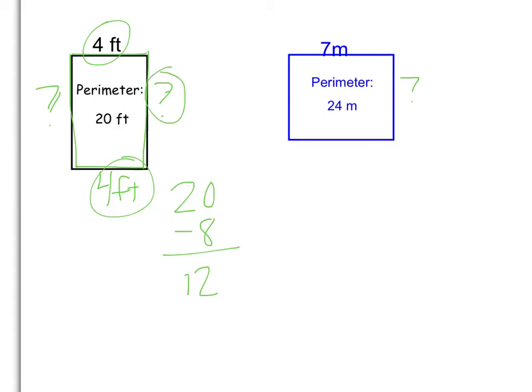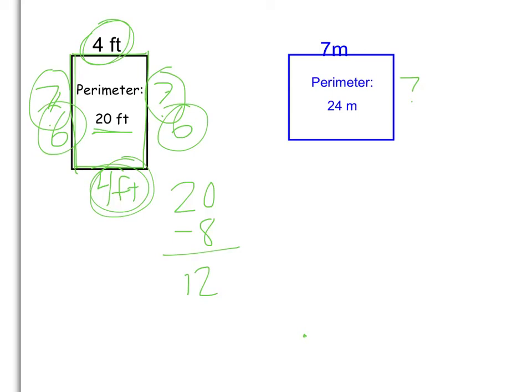That means this one and this one together are 12. Well, since they're the same length because they're on opposite sides of the rectangle, I know that it has to be exactly half of 12 on each side. Half of 12 is 6. Let's test this. 4 plus 6 plus 4 plus 6, does that equal 20? Sure does. If yours doesn't work out, then you need to try again.